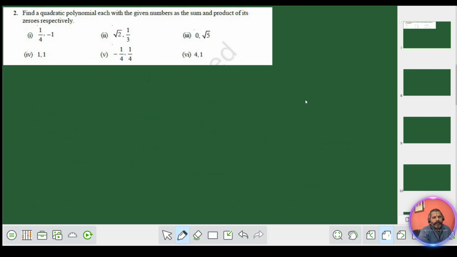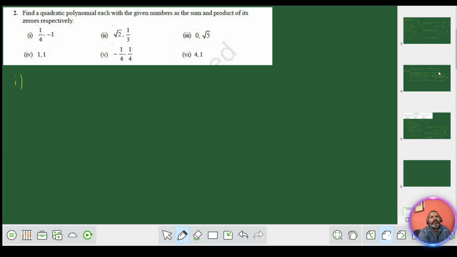We have two mains in this. We'll see the second main now. Okay. Find a quadratic polynomial each with the given numbers as sum and product of its zeros. If you recap, we have seen this already here.